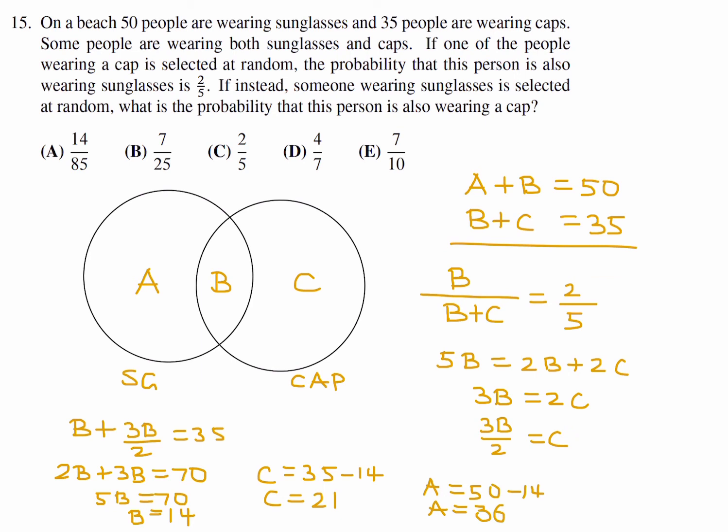Okay. Now finally, if instead someone wearing sunglasses is selected at random, what is the probability that this person is also wearing a cap? So mathematically what that means is they want you to figure out this one, B over A plus B. That's what that sentence means. So B we calculated to be 14, A plus B is 50, so 14 over 50. And in lowest terms that would be 7 over 25. So number 15, the answer is B.